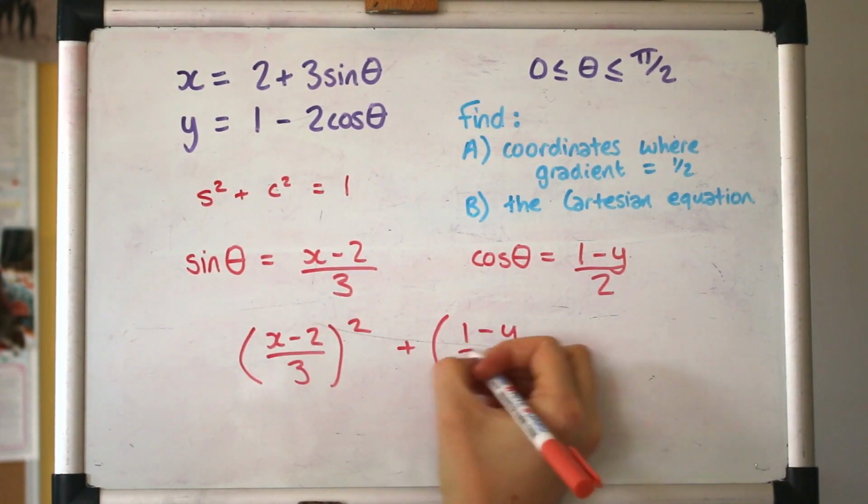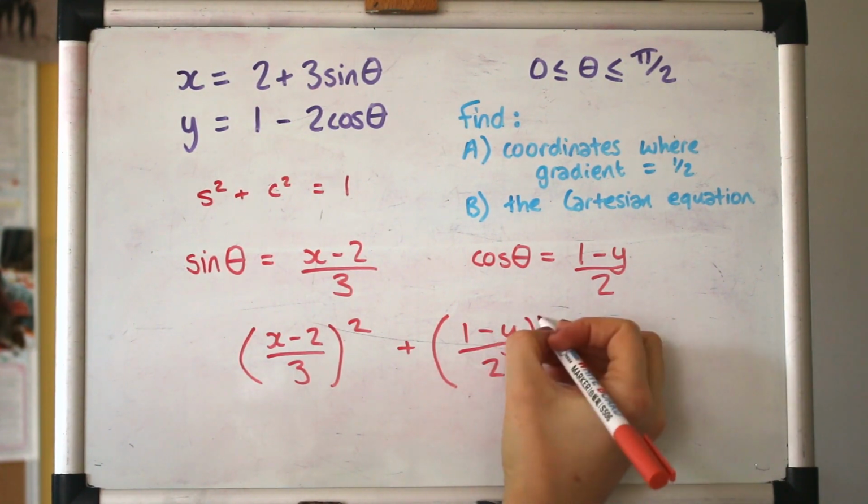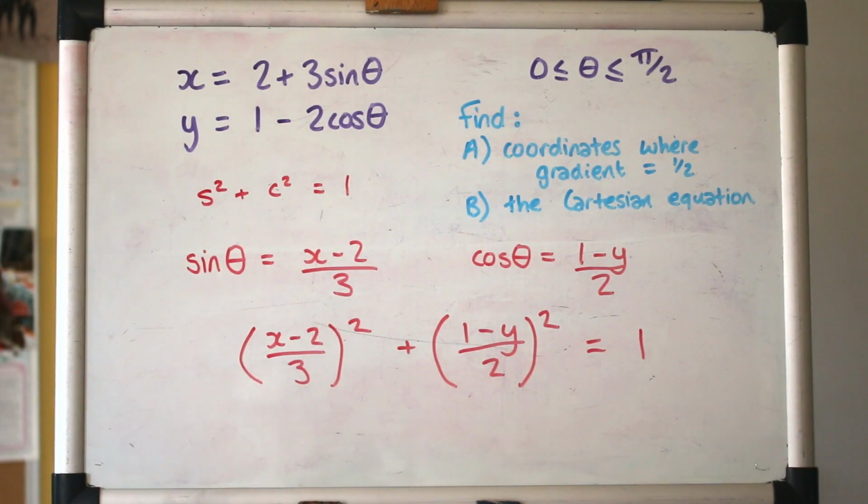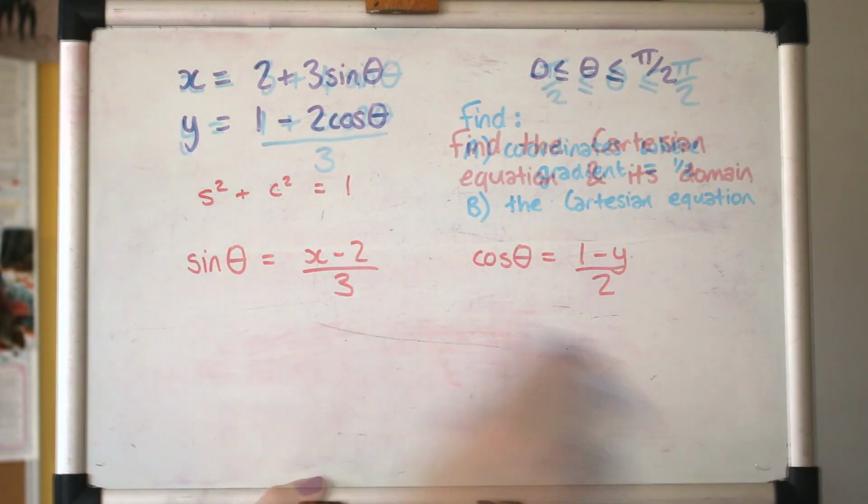And this looks a little bit like a circle, doesn't it? But it's a funky circle. It'll probably be more of an ellipse. So that's the Cartesian equation of that curve. Okay, let's look at one more example.